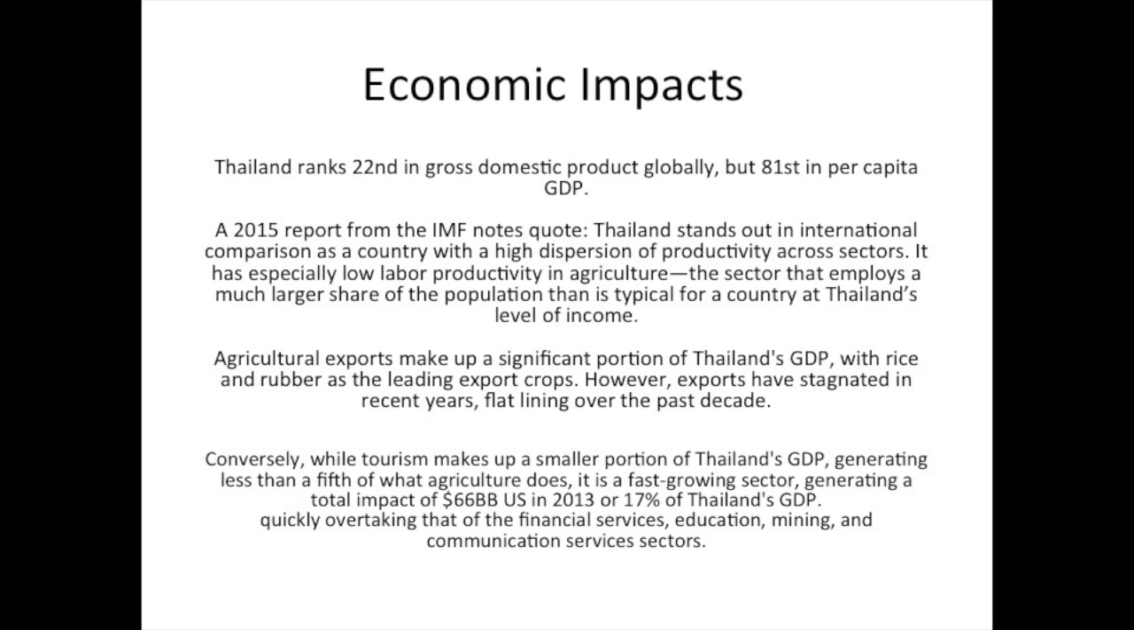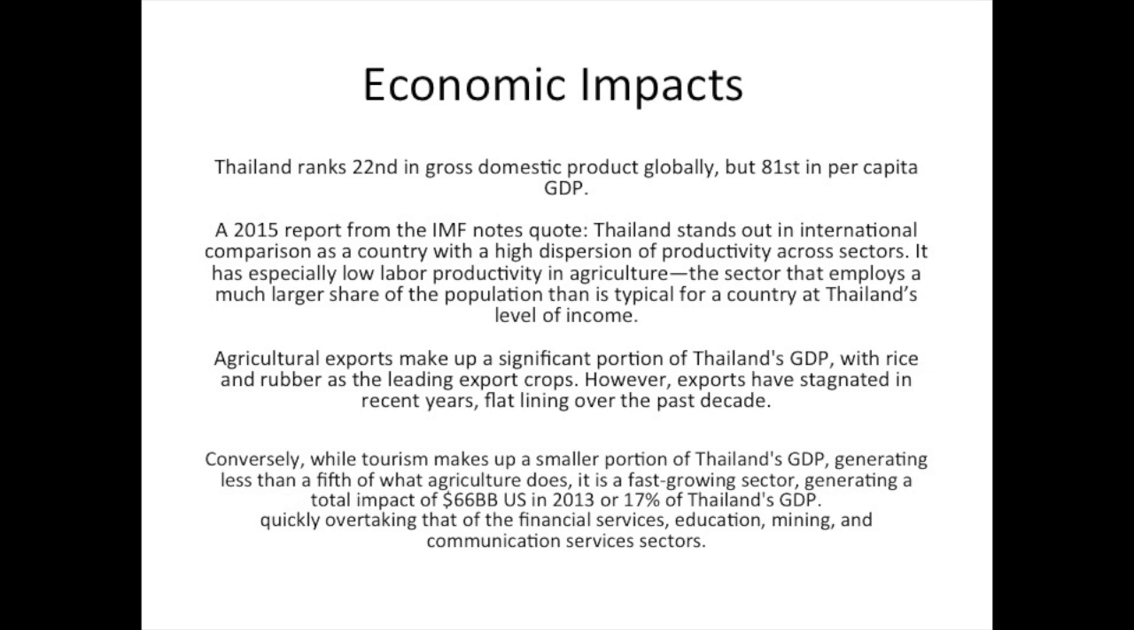Agricultural exports make up a significant portion of Thailand's GDP, with rice and rubber as the leading export crops. However, exports have stagnated in recent years, flatlining over the past decade. Conversely, while tourism makes up a smaller portion of Thailand's GDP, generating less than a fifth of what agriculture does, it is a fast-growing sector, generating a total impact of $66 billion in 2013, or 17% of Thailand's GDP, quickly overtaking that of the financial services, education, mining, and communication services sectors.